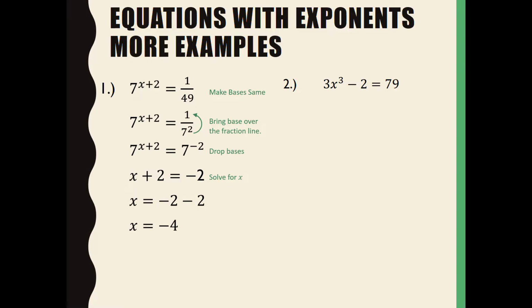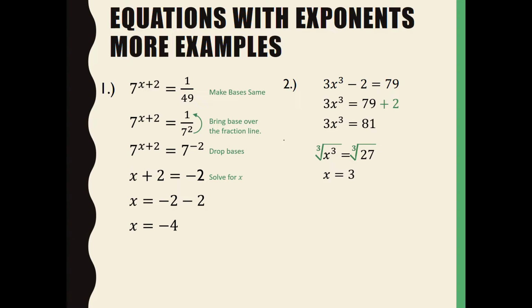Alright, let's try number 2. I'm going to start by just trying to get x isolated by itself. So I'm going to move the negative 2 over the equal sign and add it. That will give me 81. From there, I can divide through by 3, and that will give me 27. And from there, I need to get x alone still. So how do I get rid of a cube? I cube root. And once I've cube rooted, I'm going to find that x is equal to 3.